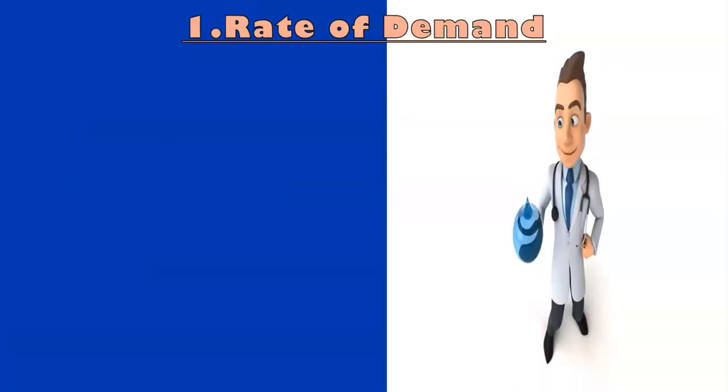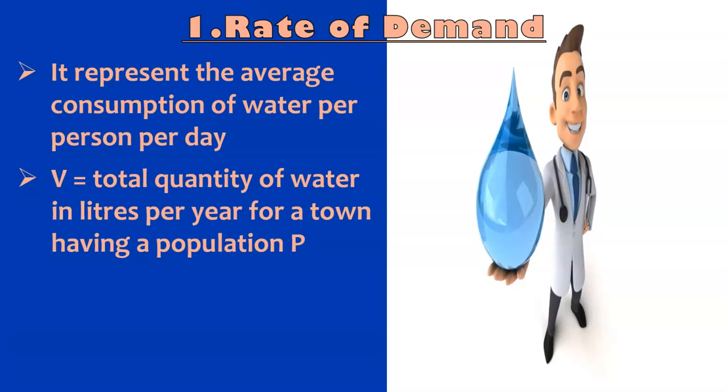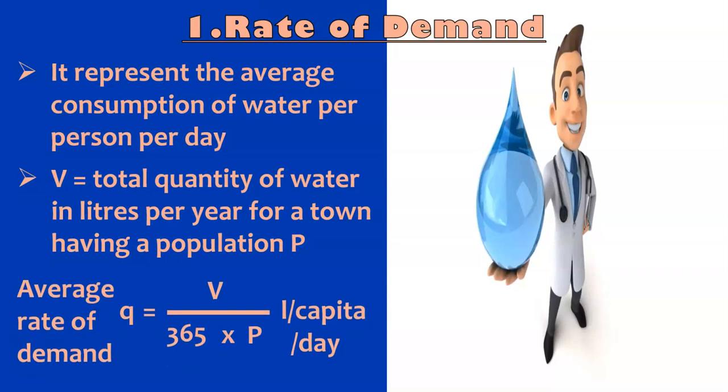Number 1, rate of demand. It represents the average consumption of water per person per day. If V is the total quantity of water in liters per year for a town having a population P, then we can calculate the average rate of demand Q equals V divided by 365 into P liters per capita per day. In the denominator, there is 365, which denotes the number of days per year.